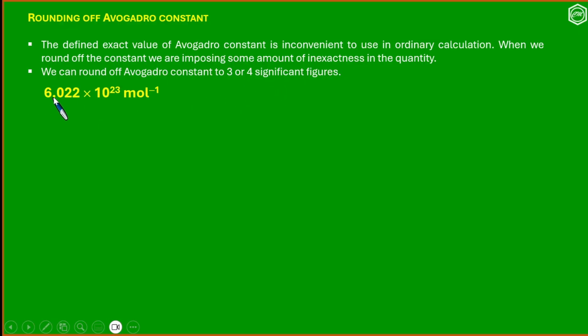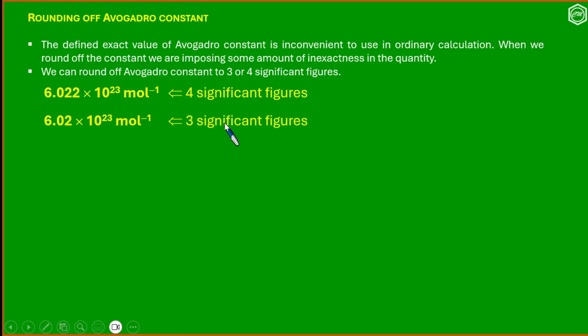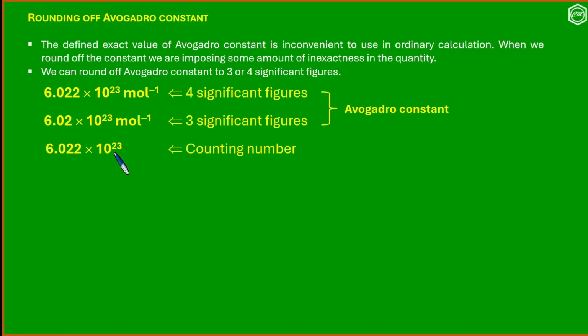So if you write Avogadro constant as 6.022 into 10 raised to 23 per mole, it has 4 significant figures. Or if it is written as 6.02 into 10 raised to 23 per mole, 3 significant figures. Now 6.022 into 10 raised to 23, that is Avogadro number, and it is a counting number, so it will have infinite number of significant figures.